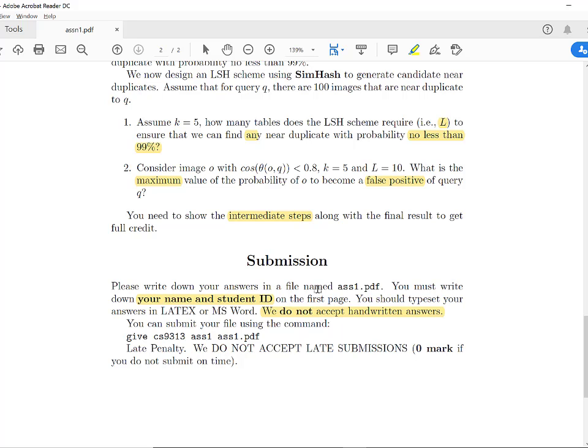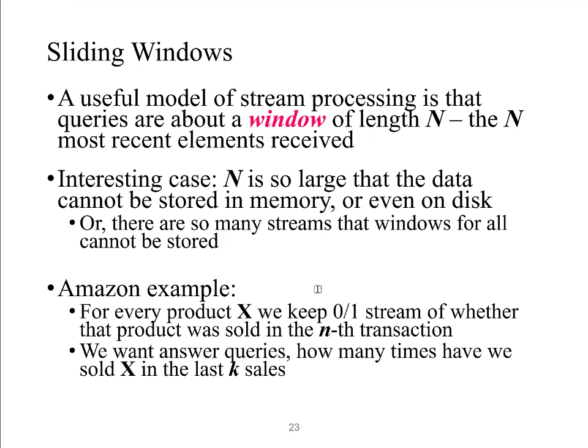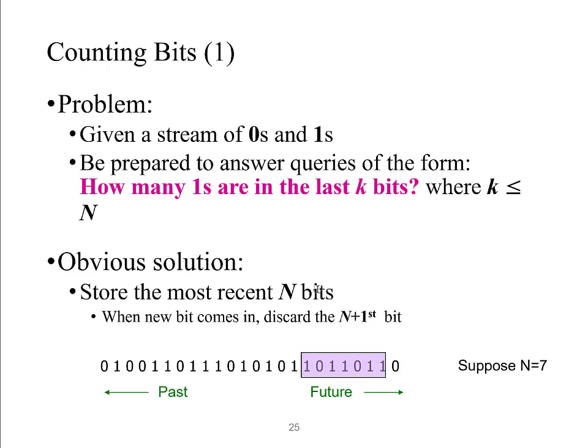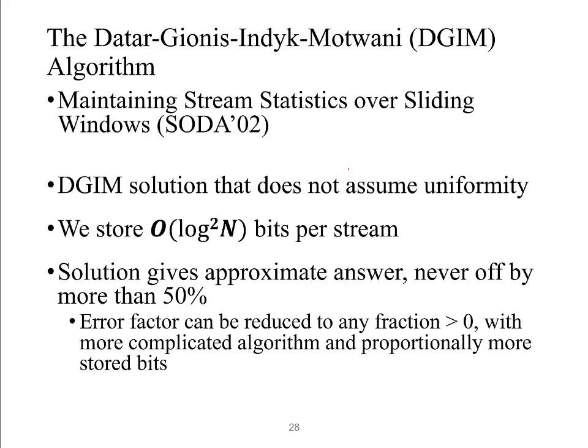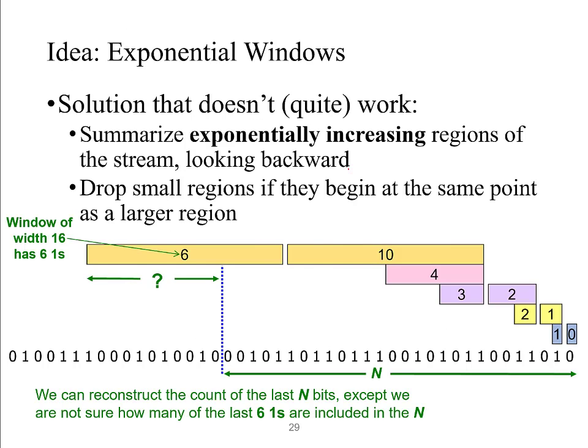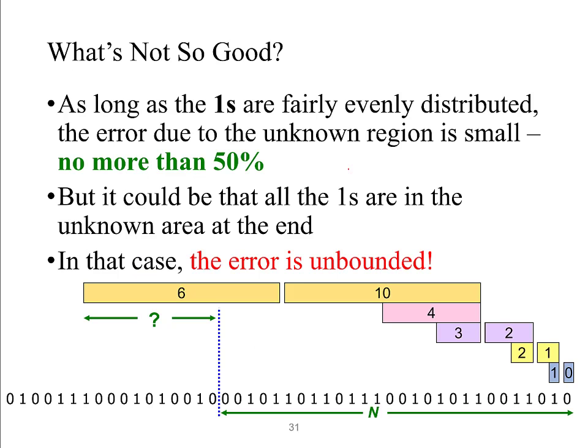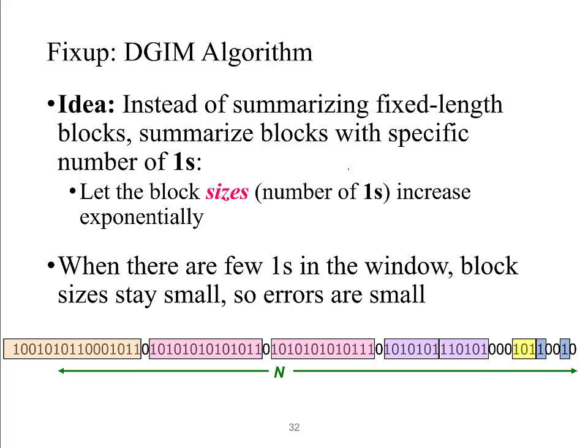Now let's come back to the lecture contents, which is the sliding windows problem in data streams. So let's recall the problem. We're given a stream of zeros and ones, so it's a stream of bits. You can think of it like that. We want to know how many ones are in the last k bits.